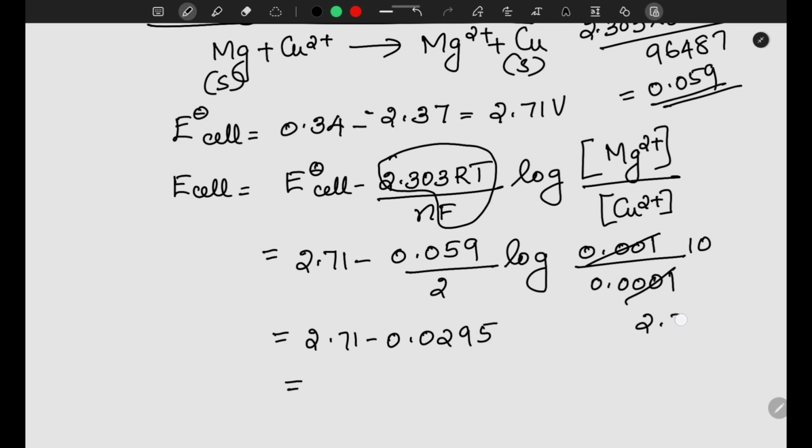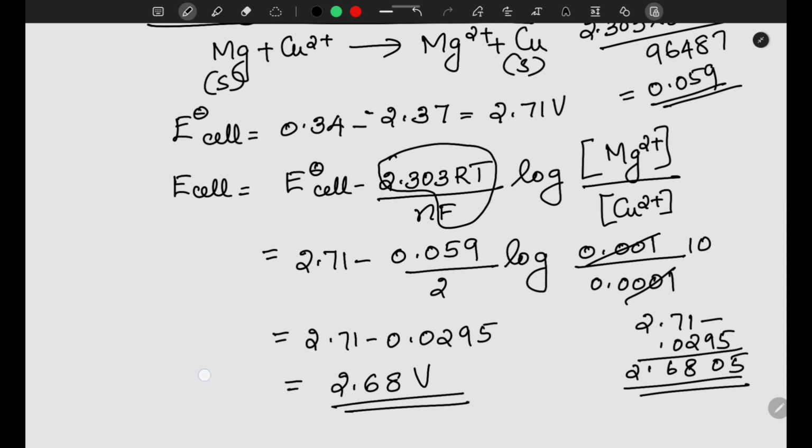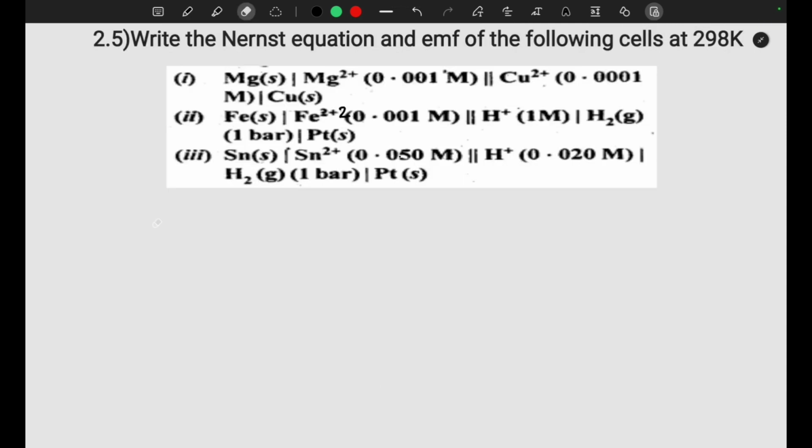So 2.71 minus 0.0295. We will get 2.6805. So we can write it as this much volt. Now we got E cell as 2.68 volt. Next, the second question.